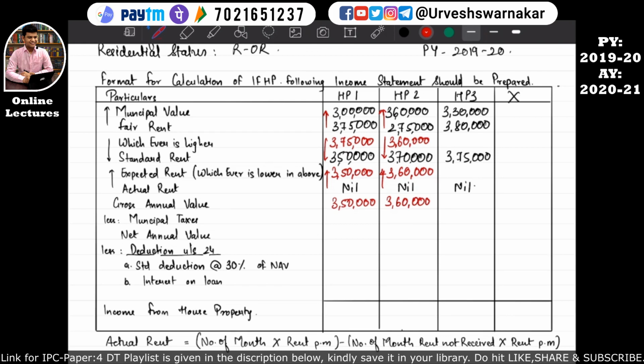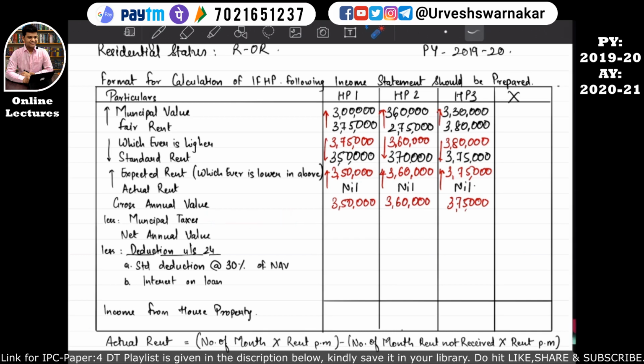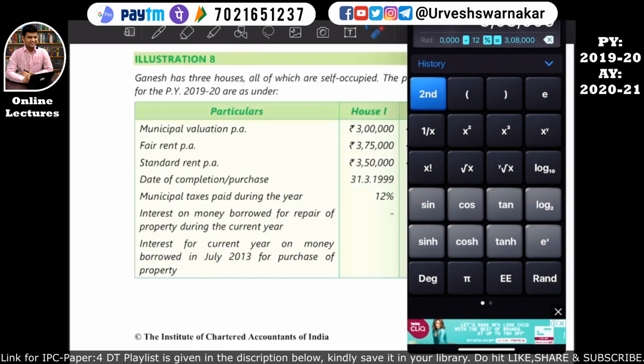And for house property 3, similarly we'll calculate the higher of these two, which comes to 3,80,000, the lower of these two comes to 3,75,000, and the higher of these two comes to 3,75,000. I hope this is quite clear to you all. So we have calculated GAV. Now we will start calculating our municipal taxes. The municipal tax details are given in the question.